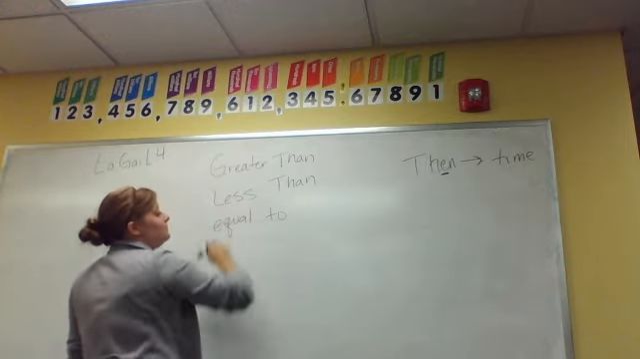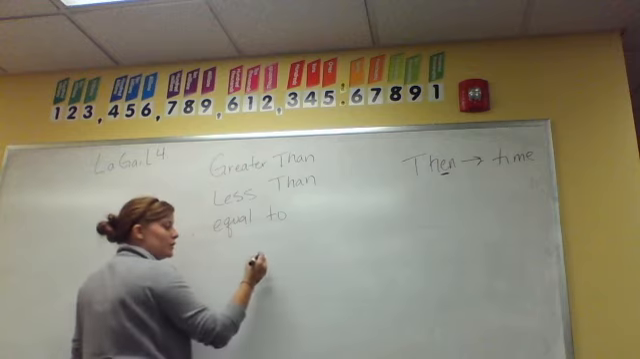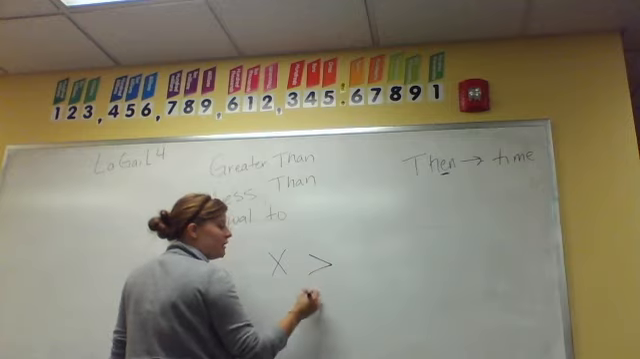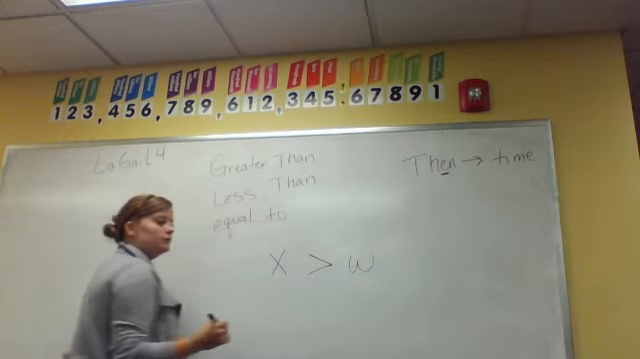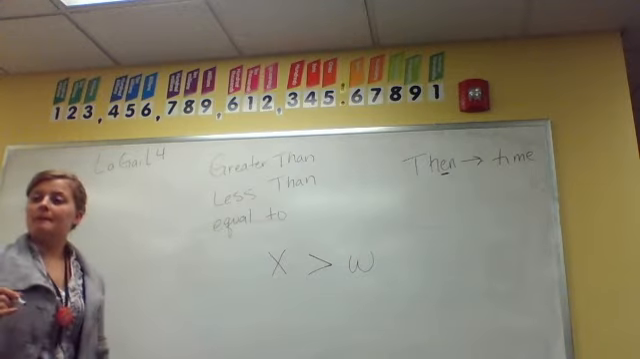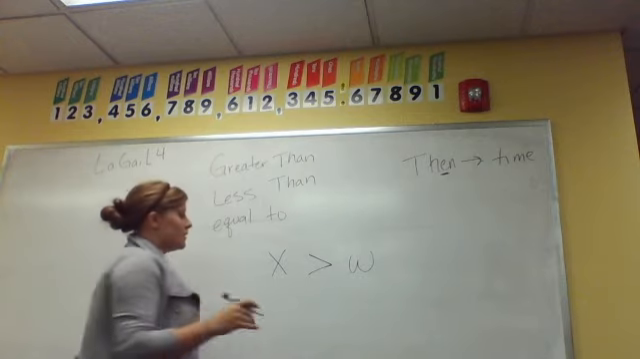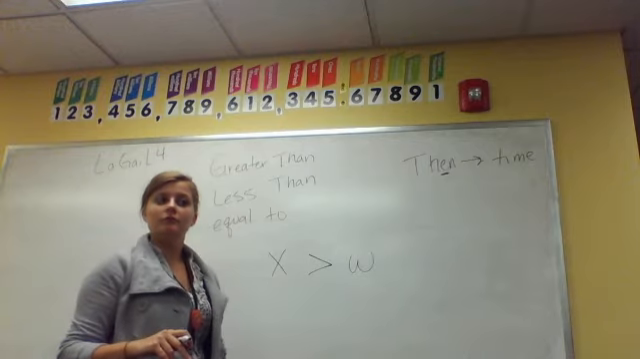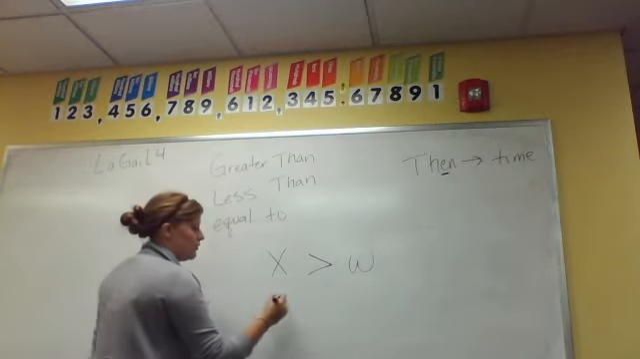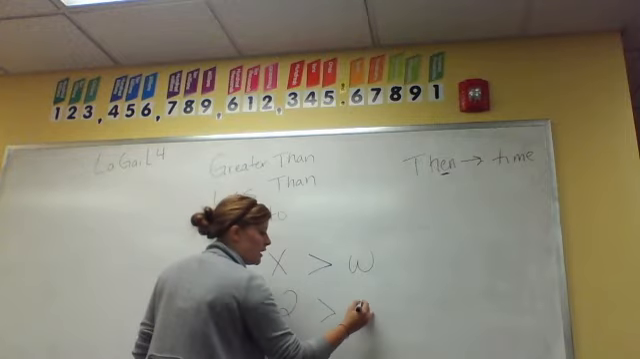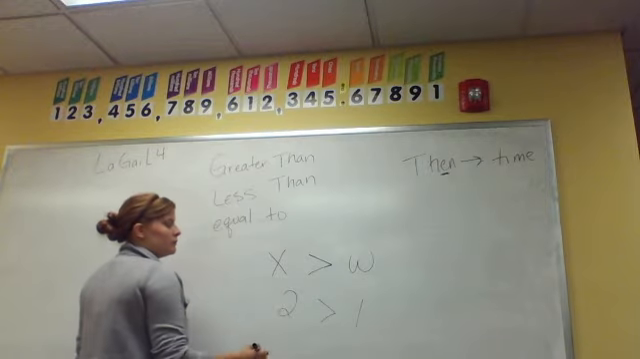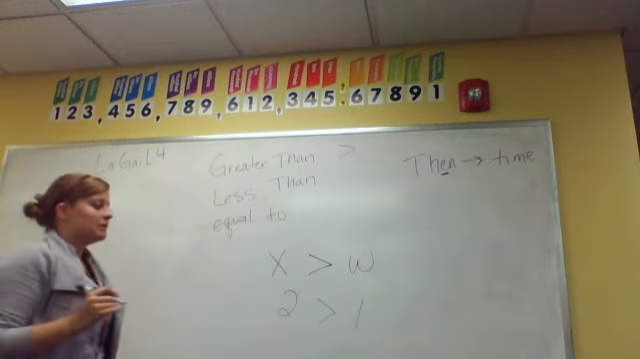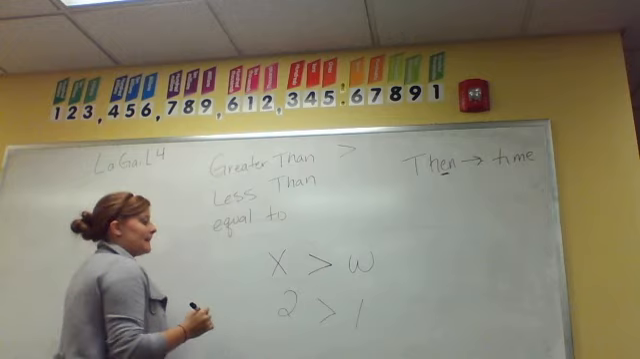Okay, so greater than. I'm going to use letters, just for the moment. X is greater than W. Okay? Just as options. What's a number that's greater than another number? 1 and 2? 2 is greater than 1. Greater than. Wait a minute, we're not there yet.